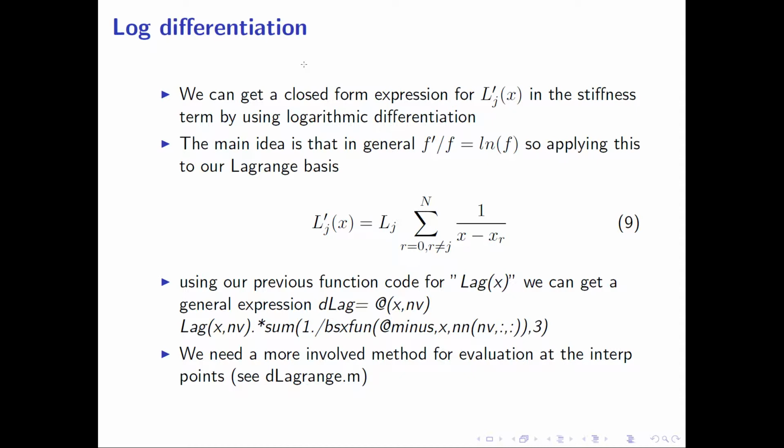Recall for our stiffness term, we have our weight basis function differentiated with respect to x. So in this case, we're using a Lagrange basis. We need to determine what the derivative of our Lagrange basis is. Ideally, we'd like to avoid having to numerically differentiate it. So if we could arrive at some sort of analytical expression, that would be superior.